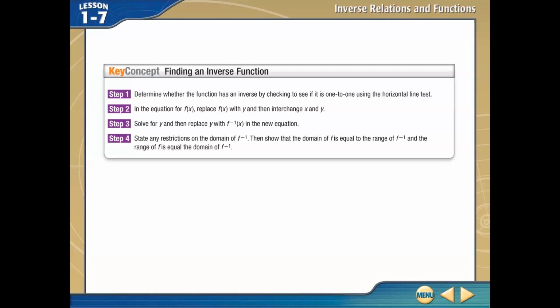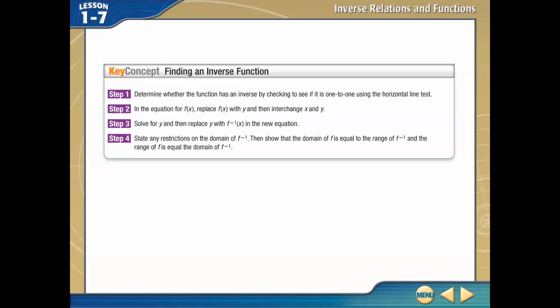Find the inverse function. First, we've got to determine whether it exists. So we want to do the horizontal line test at the very beginning all the time. And if it exists, then we can carry out and use the algebraic stuff. And then we'll do that algebraically. So step one, determine whether the function has an inverse by checking to see if it's 1-to-1 using the horizontal line test. So that's what we just did.